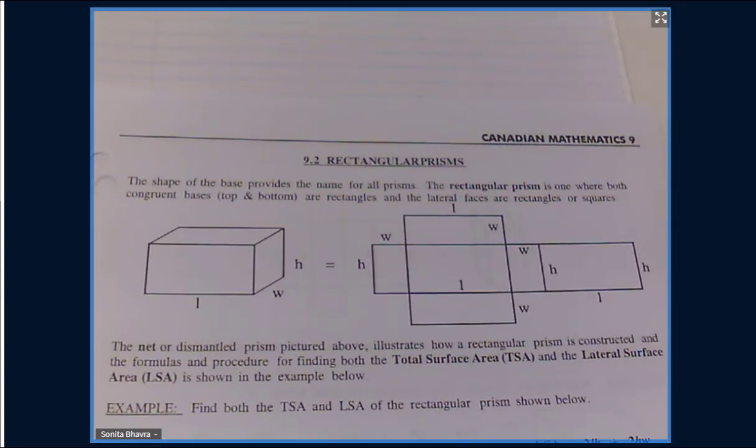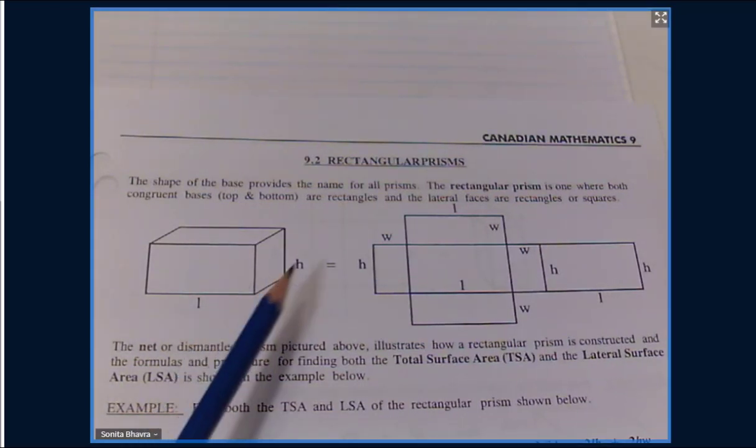All right, so like we talked about before, the shape of the base provides the name for all prisms. So here we have a rectangular base, top and bottom is rectangular in shape, so therefore this is a rectangular prism. All right, both top and bottom, the bases are congruent, so therefore it's a rectangular prism. Okay, and all the lateral faces, so this one, the one behind it, this is a lateral face, and the other one here is the lateral face.